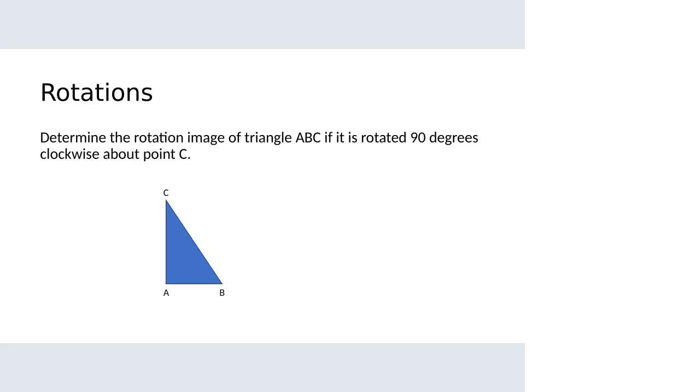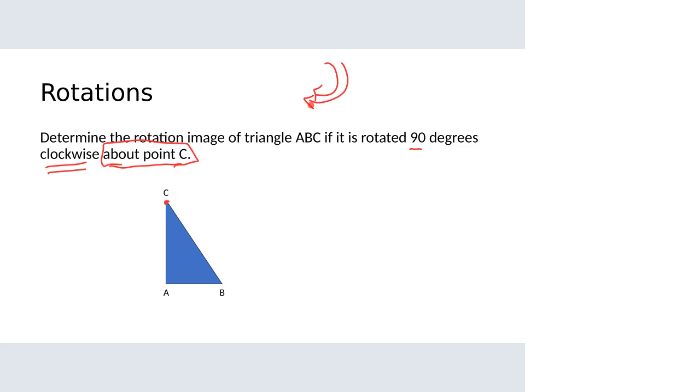In addition to reflections, we also did rotations. Determine the rotation image of triangle ABC if it's rotated 90 degrees clockwise about point C. All right, lots of things going on here in our instructions. We're rotating 90 degrees clockwise, so we're going this way, about point C. That means point C is fixed. Point C is not going to move. That's going to be our anchor. And I'm going to rotate 90 degrees clockwise. So I'm going this direction and I'm going 90 degrees.